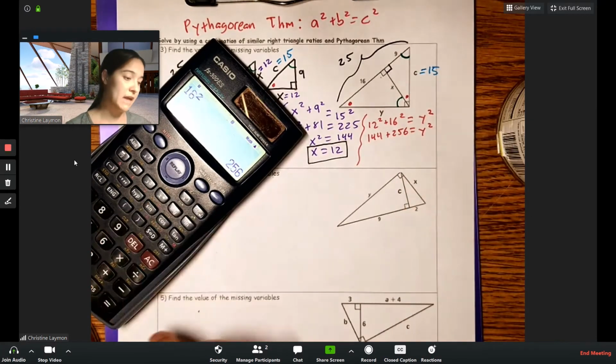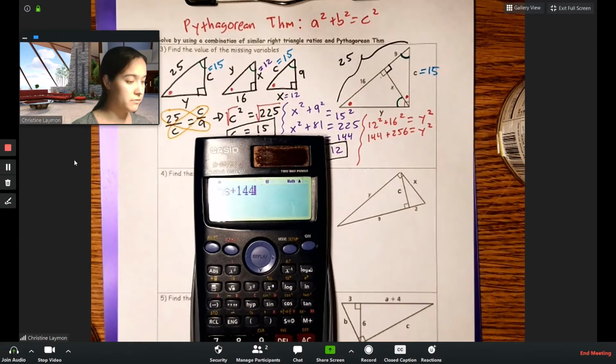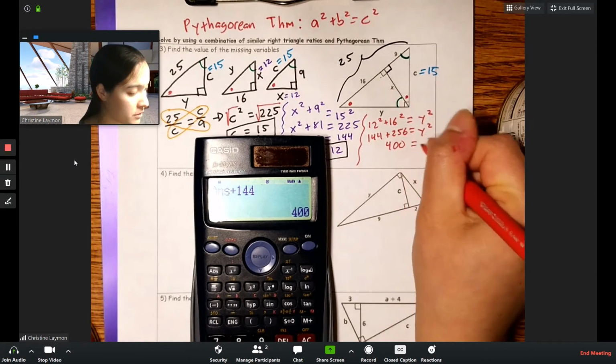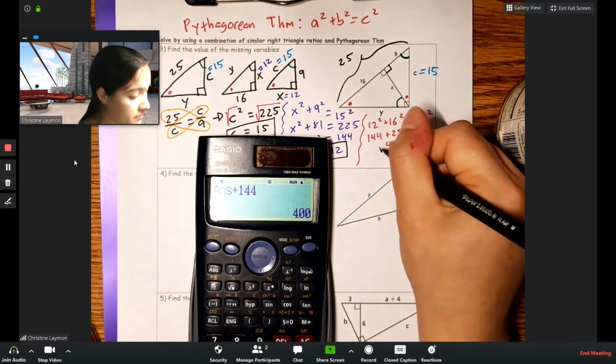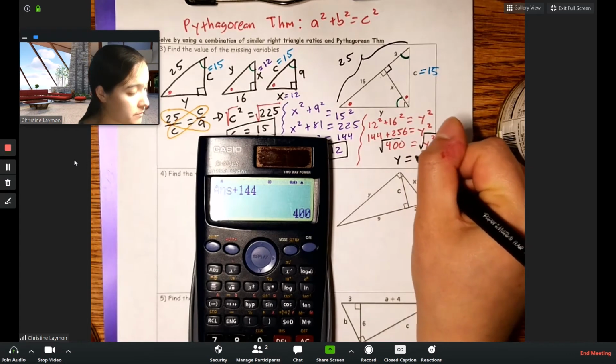We're going to go ahead and add them together. So 256 plus 144 gets us 400. So 400 equals y squared. We're going to go ahead and take the square root of both sides. So here and here. And the square root of 400 is 20.